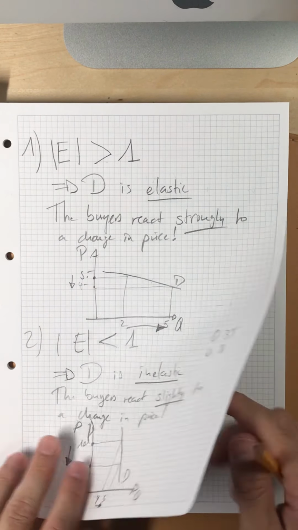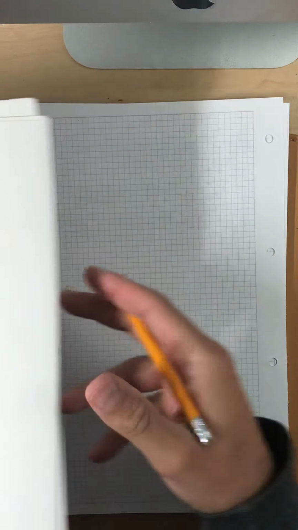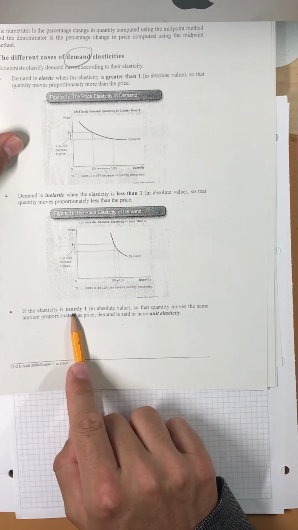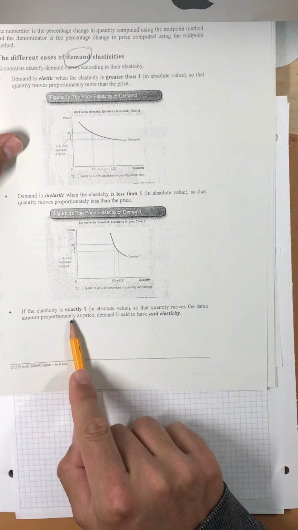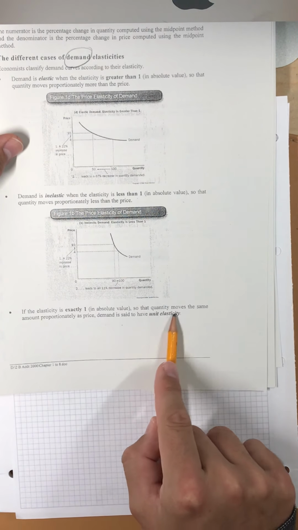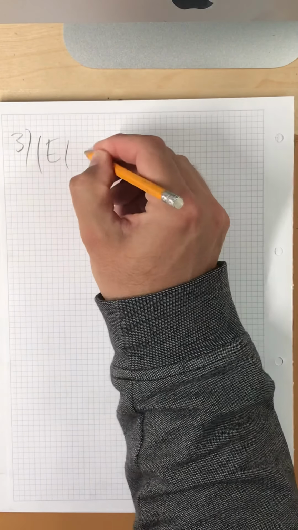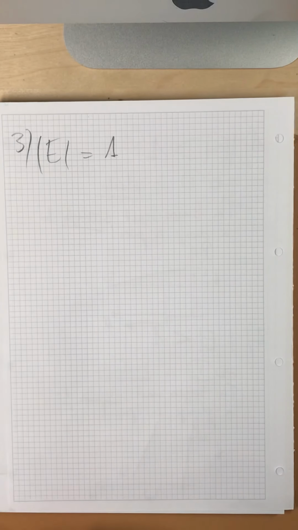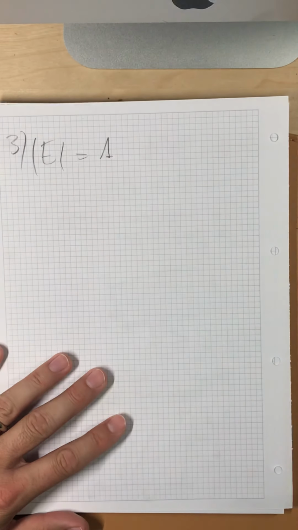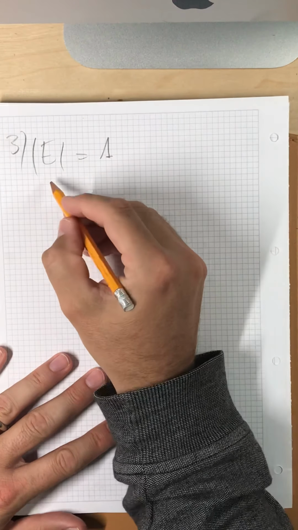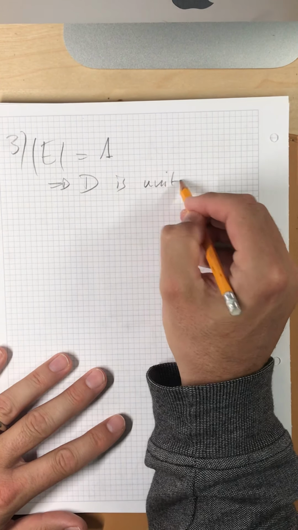Good. Now, third case starts at the bottom of the page here. The elasticity is exactly equal to 1 in absolute value. So that quantity moves the same amount proportionally as price. Demand is said to have unit elasticity. So in that case, you use the formula and you will find exactly 1. So there is no conclusion except that, so the demand is unit elastic.